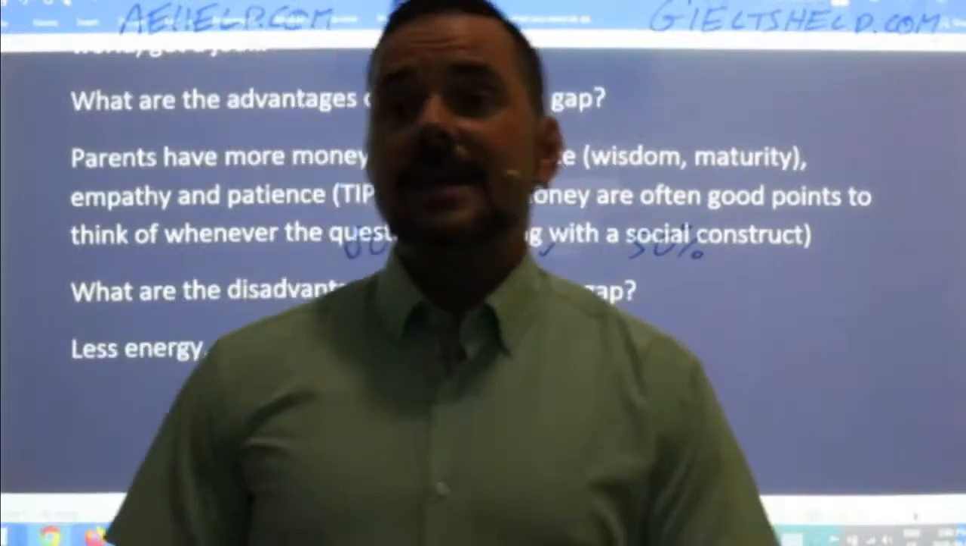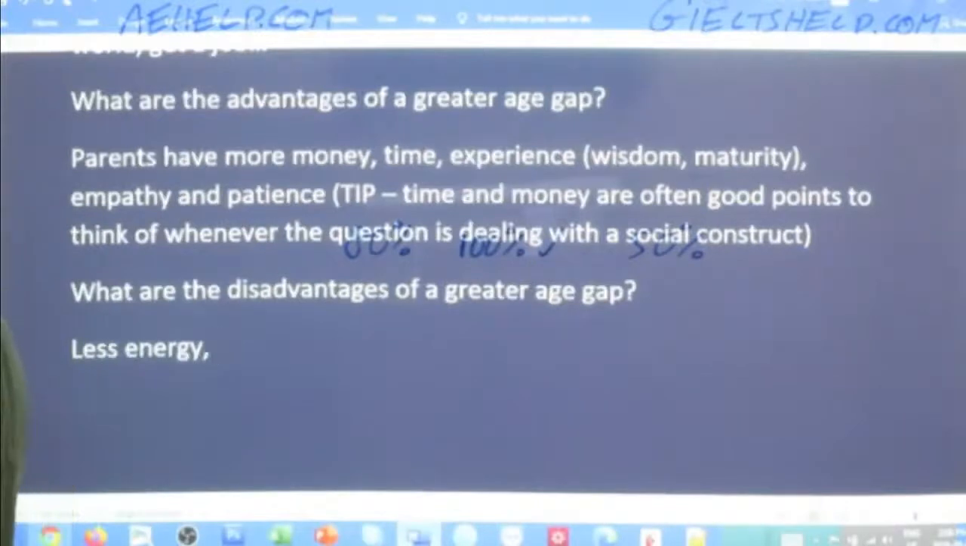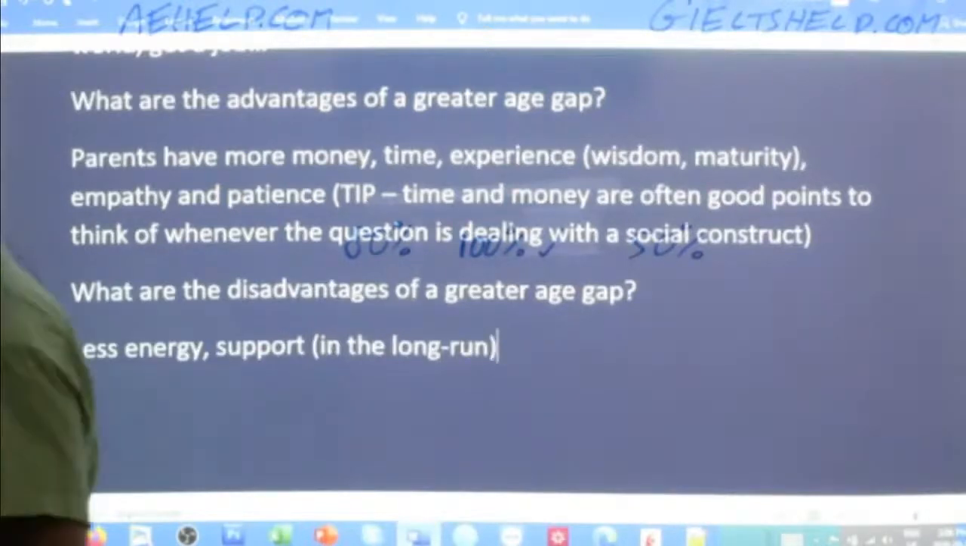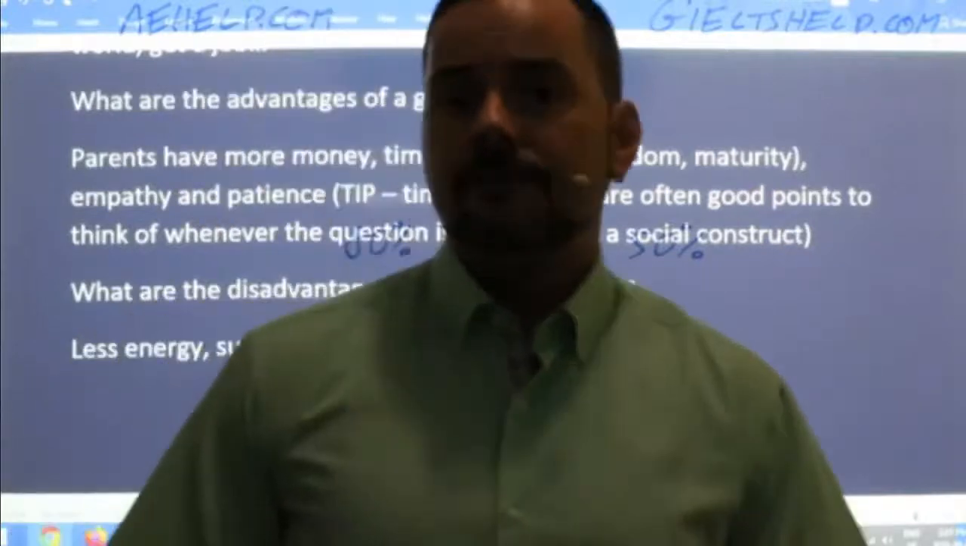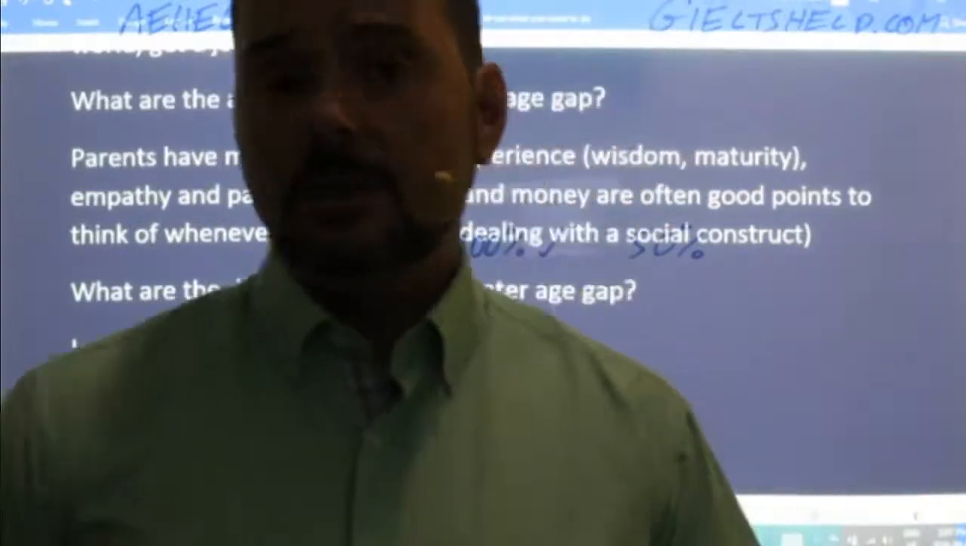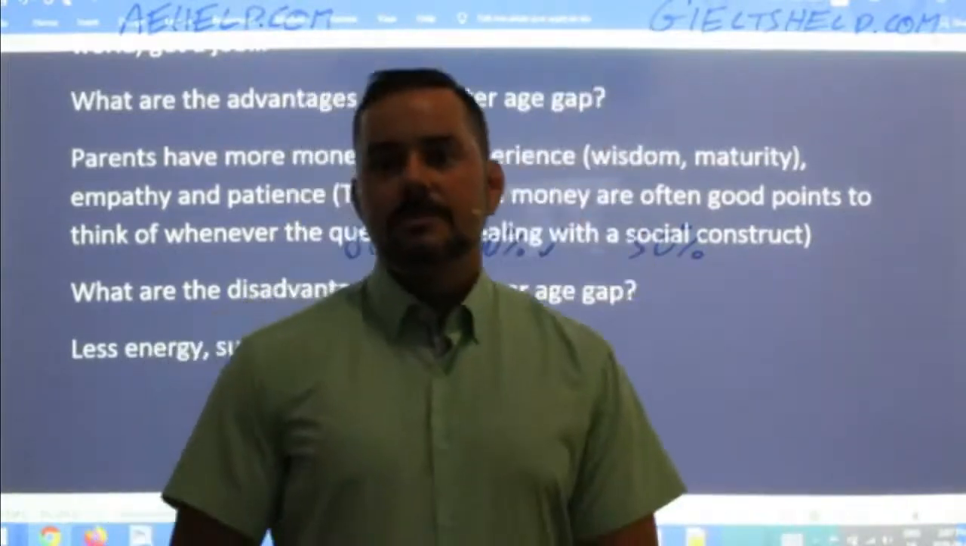Okay, Jainil says less years of support. Yeah, so less energy, less support, meaning in the long run, right? Because the parents will get older. So, if you're having a child when you're 40, that means by the time they get to 20, you're 60. You're almost retired. So that's true.